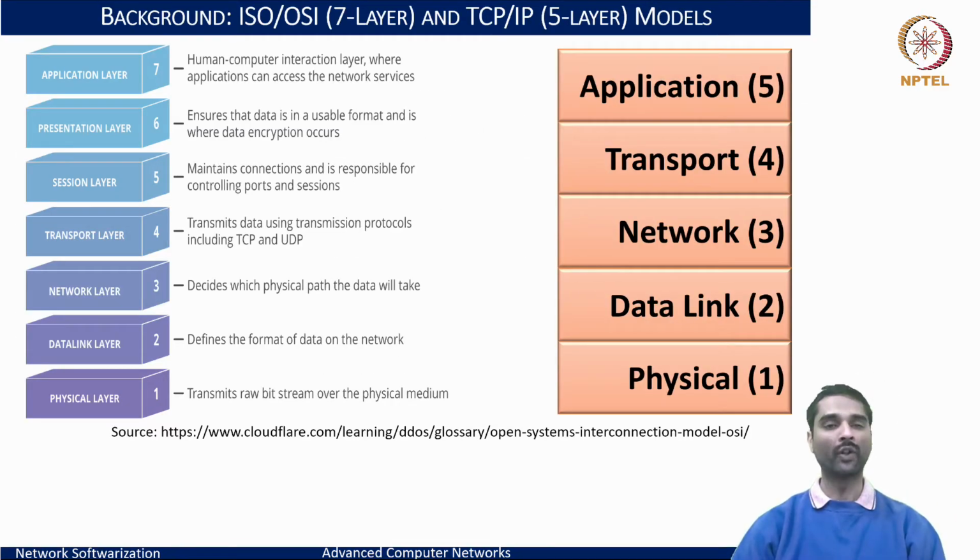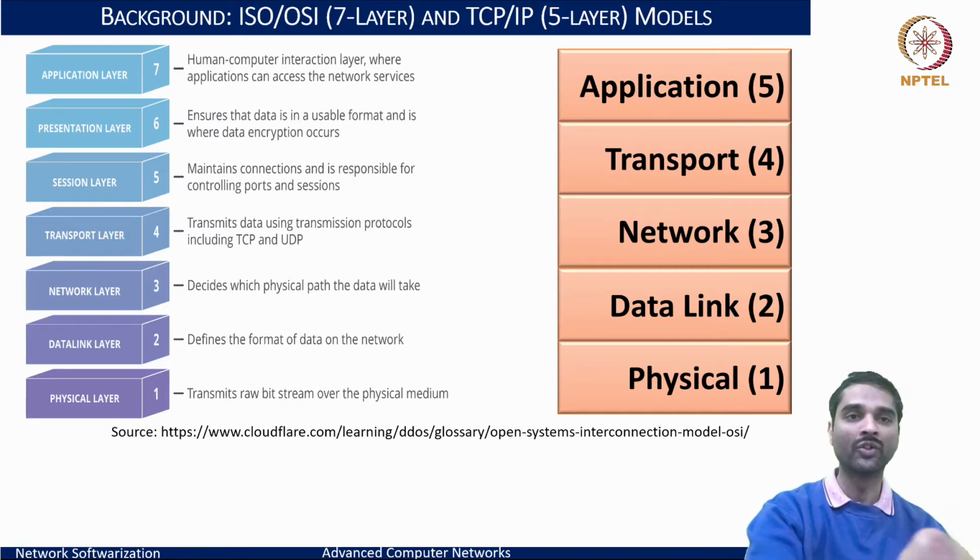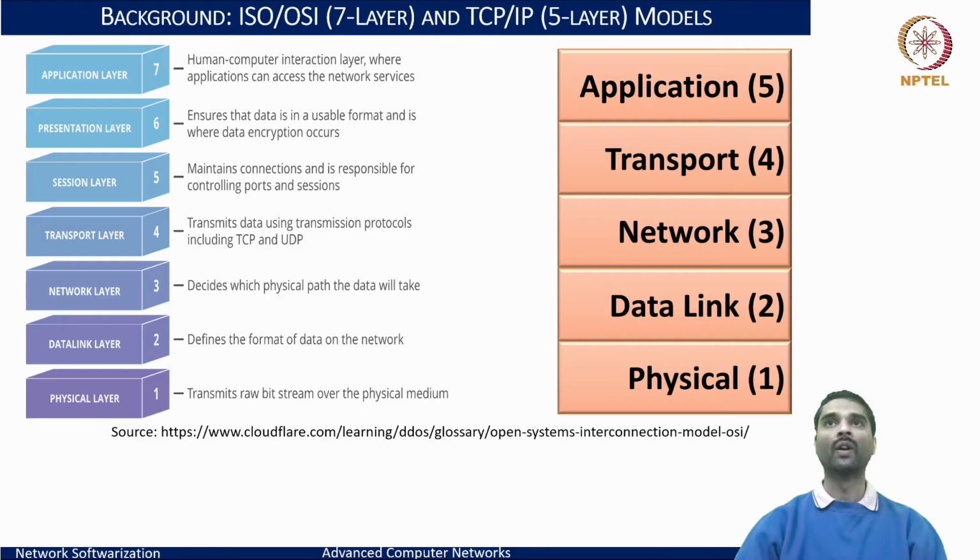And I take it for granted that we are all familiar by now with this 7-layer ISO OSI model that's shown on the left side of this slide, and also the 5-layer TCP/IP model shown to the right of this slide. But then you might have learned what the physical layer, data link layer, network layer, transport layer, and application layer do, and the associated protocols to a great extent.